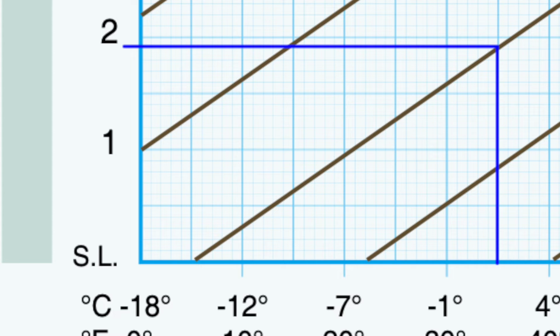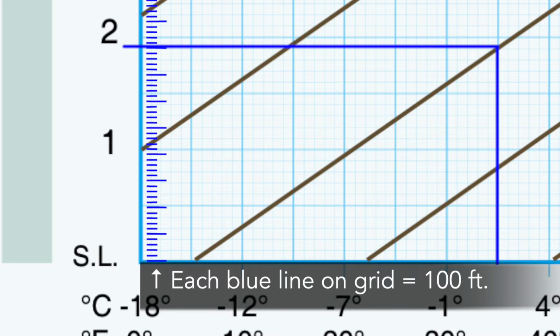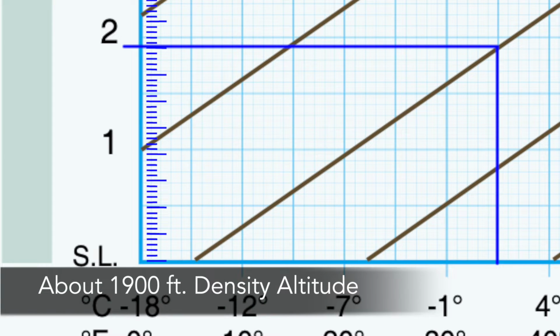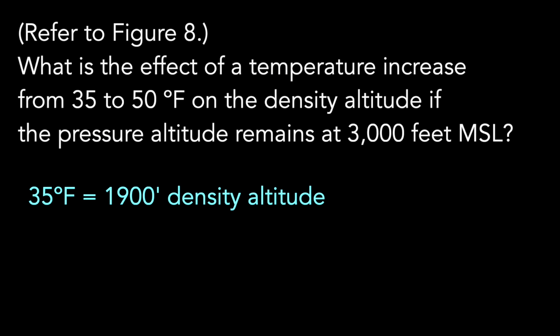For this given condition, it looks like I got about something just short of 2,000 feet in density altitude. Each of these tiny thin blue lines on the graph represents a 100-foot increment. So for my results, I would estimate that this would look like 1,900 feet. That completes the first part of solving this question.